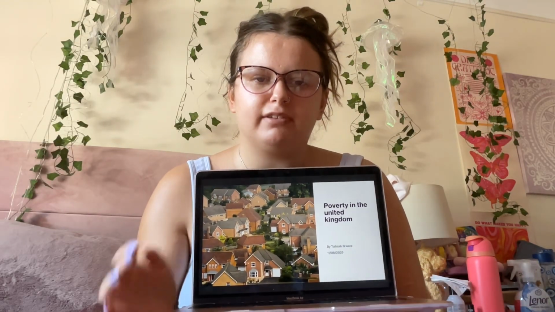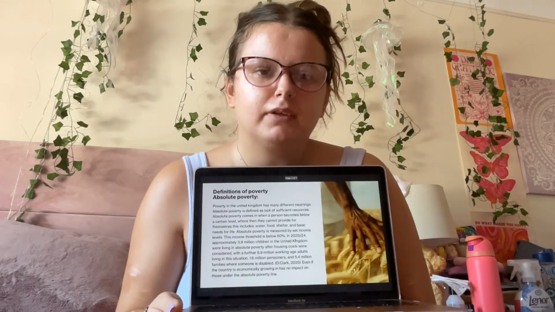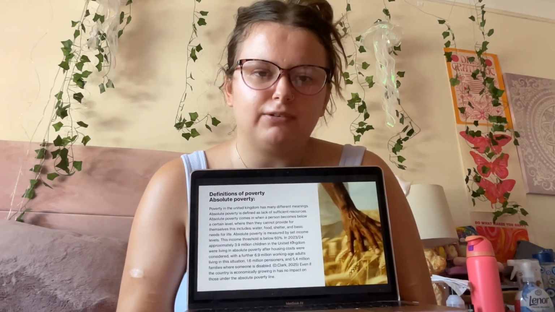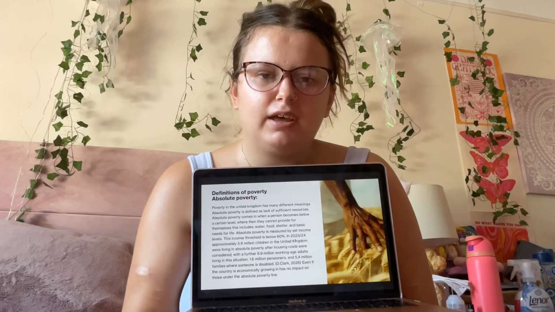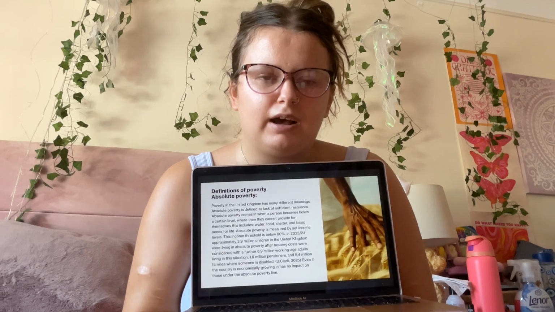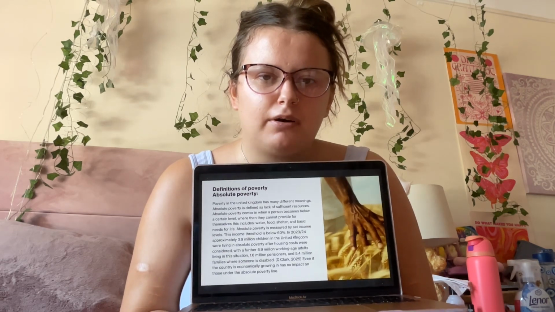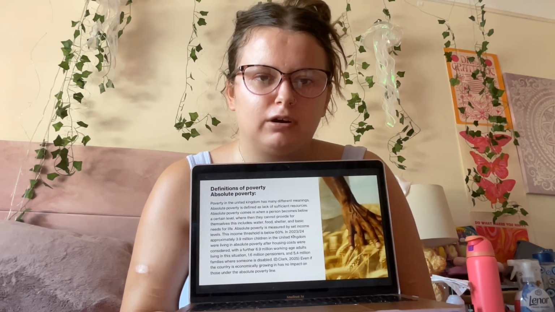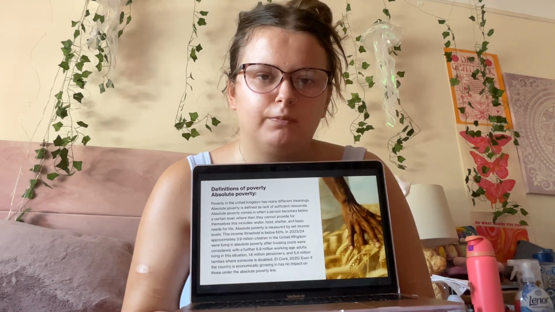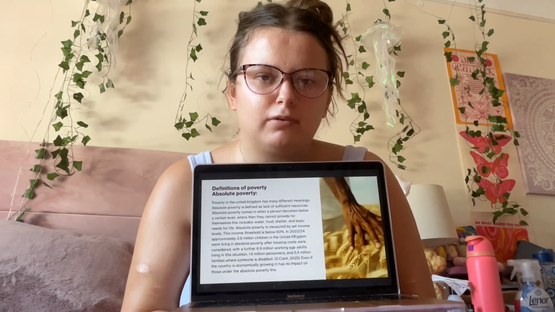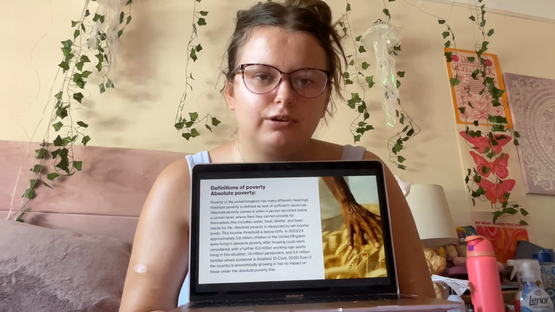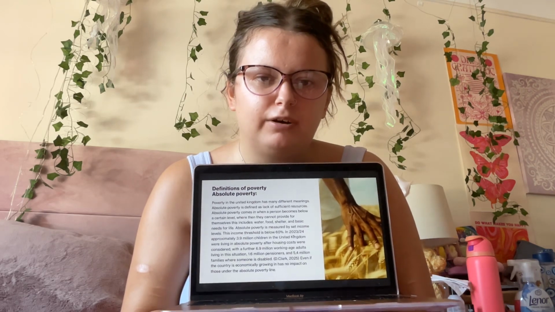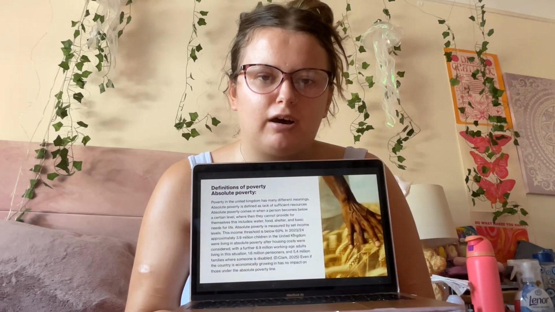I'll be doing a presentation on poverty in the United Kingdom. Poverty in the United Kingdom has many different meanings. Absolute poverty is defined as lack of sufficient net resources. Absolute poverty comes in when a person becomes below a certain level, when they cannot provide for themselves. This includes water, food, shelter, and basic needs for life.